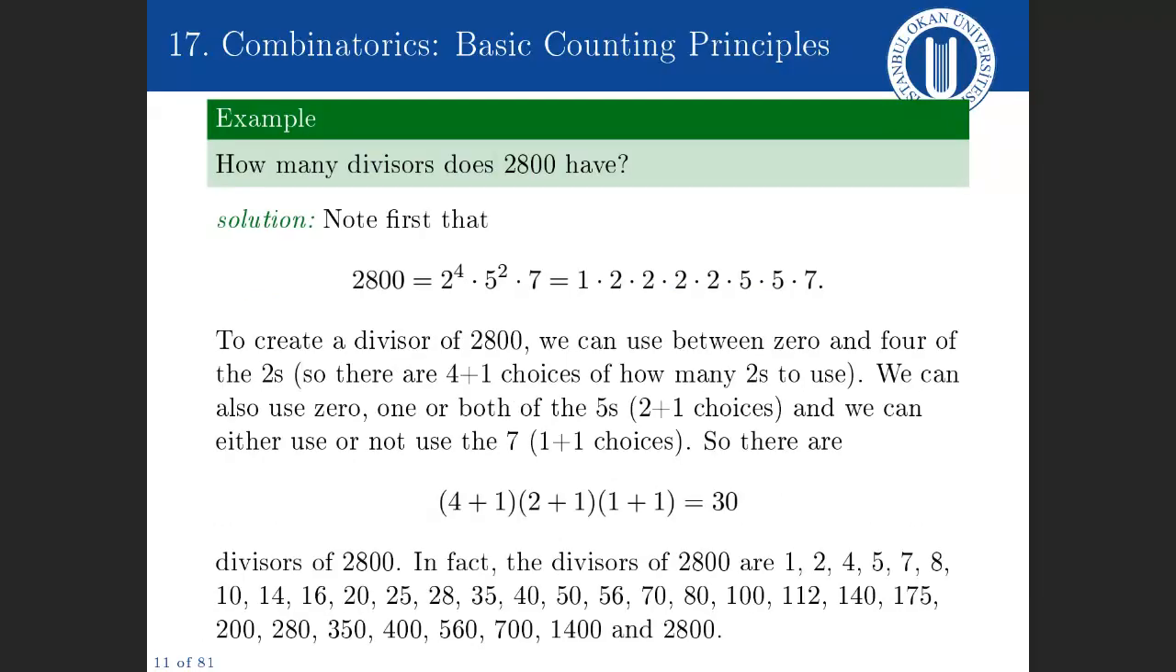How many divisors does 2,800 have? A divisor is a number which will divide 2,800 and leave a natural number. So for example, 2 is a divisor of 2,800 because if we do 2,800 divided by 2, then we get a whole number.